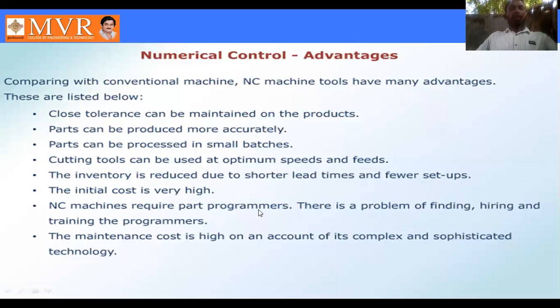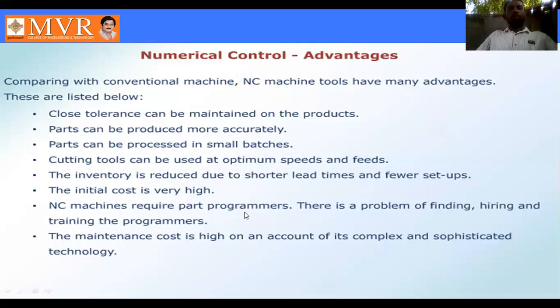NC machines require part programmers. Programmer means they give some instructions. First is the program of instructions. First of all, we give the instructions in the program. After that we send it to the machine control unit. The machine control unit receives the program and automatically converts the instructions into mechanical mechanism. After that we send it to the NC machine tool. The cutting tool will complete the total work and produce the output. So this is the step-by-step mode.